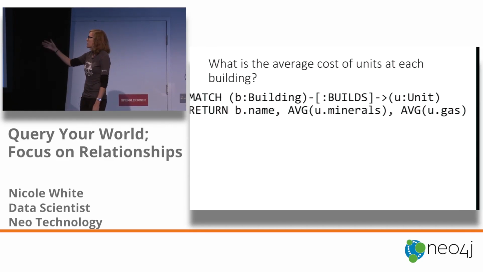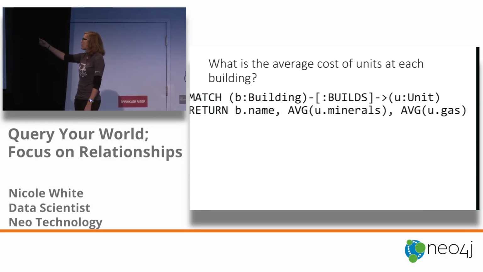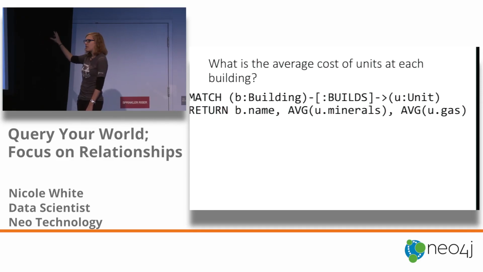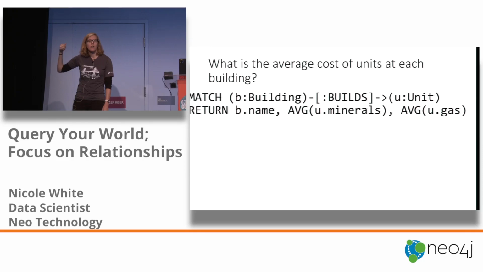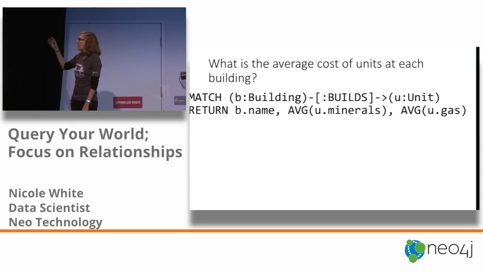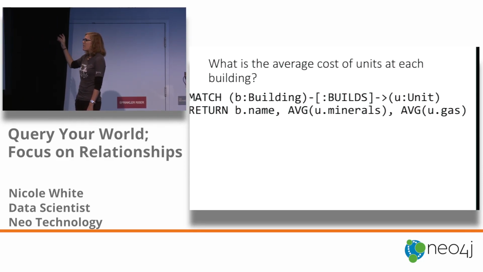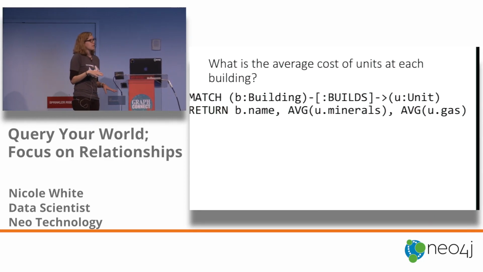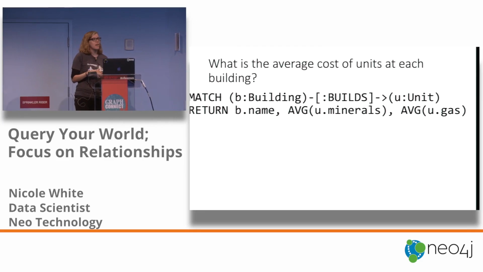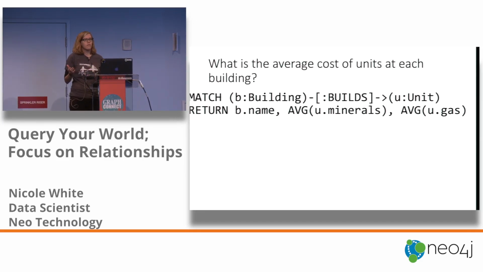So we're returning the name of the building, and then the average of all the units that can be built at that building, the average minerals, and then the average gas. Because minerals and gas, as you recall, are properties on those units for how much they cost to build. So this is, for each building, giving us the average mineral and gas cost. And you don't have to explicitly say, I want to group by this. It's essentially inferred from your return clause.